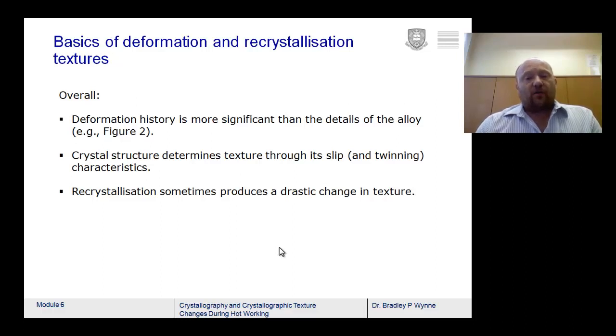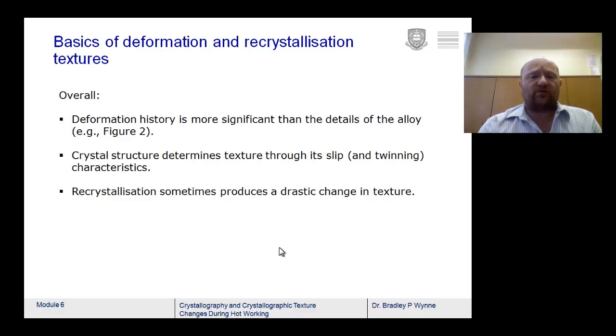Obviously, if I have a crystal structure that allows many crystal slip systems to operate, I will get a different texture than a crystal structure that only allows a few slip systems to operate. So for example, a face-centered cubic crystal structure in rolling will produce a different texture than a body-centered cubic crystal structure or a hexagonal close-packed structure. So whilst the deformation processing will be the same if it's rolling, the crystal structure will have an impact on where the orientations of my grains go.